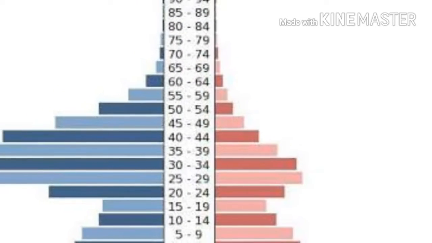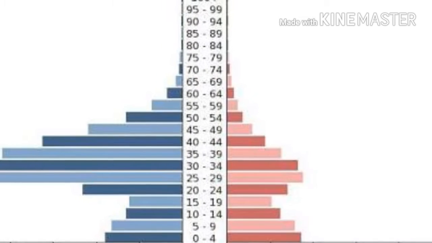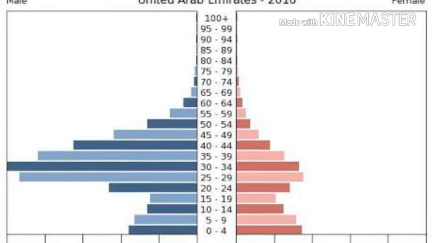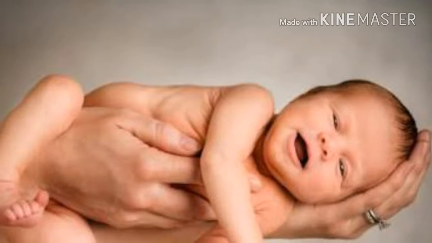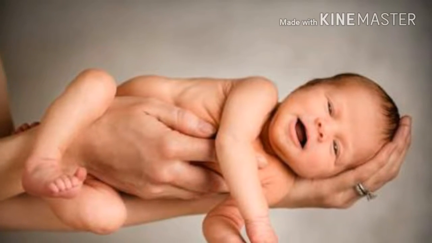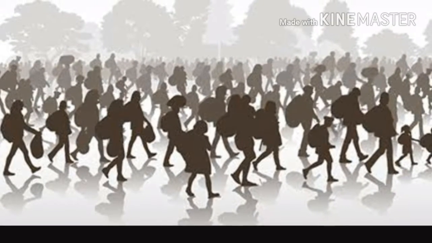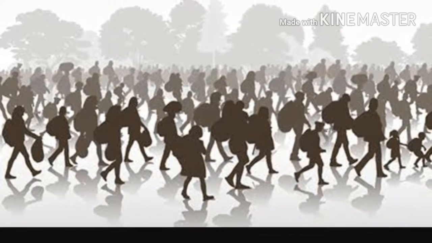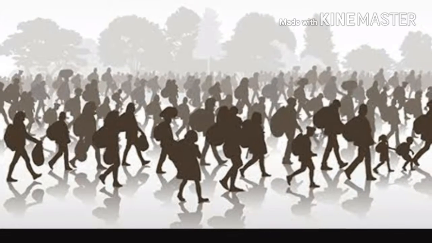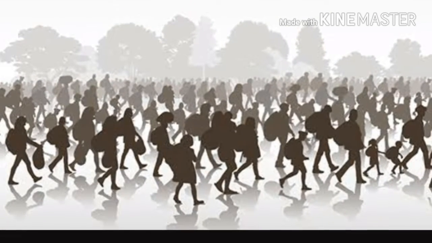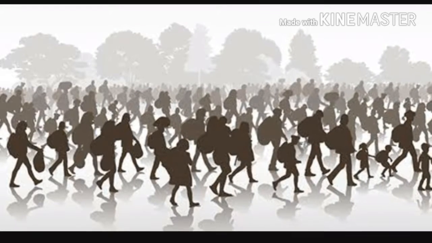In UAE, the median age is 30.3 years, while the birth rate is 15.1 births per 1,000 people and the death rate is 1.9 deaths per 1,000 people. The fact is that more people migrate to UAE and fewer people migrate from UAE. UAE has the 10th least migration rate in the world, 10 migrants per 1,000 people every year.